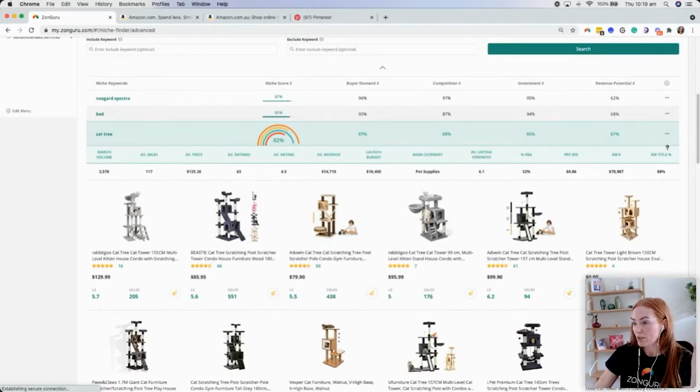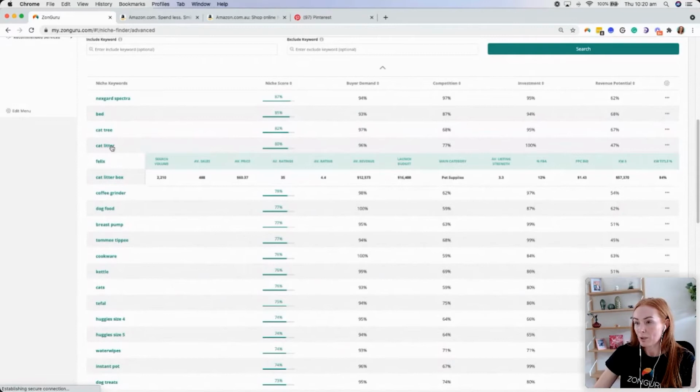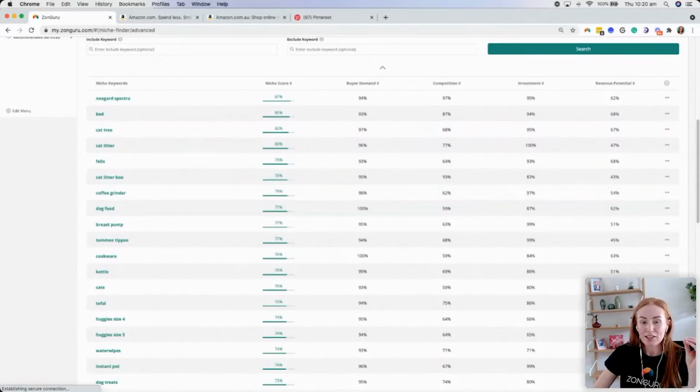If I thought that was something I might want to go into, my next step from here would be to click the little star and add it to my favorites. I can see someone else on the team has already done that. They've favorited this niche. So I would then keep going down. It seems cats are a popular product category at the moment. There's lots of cats there.